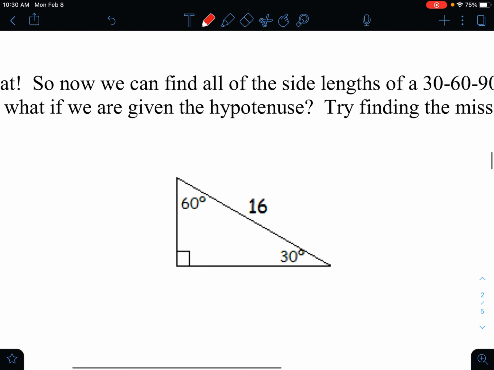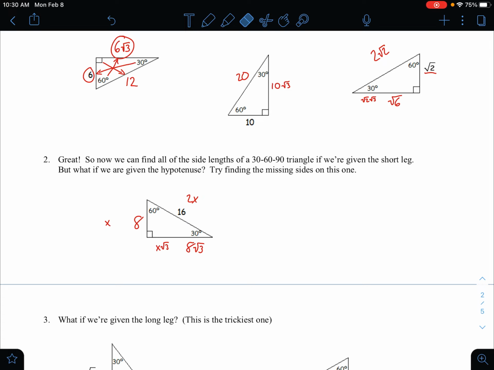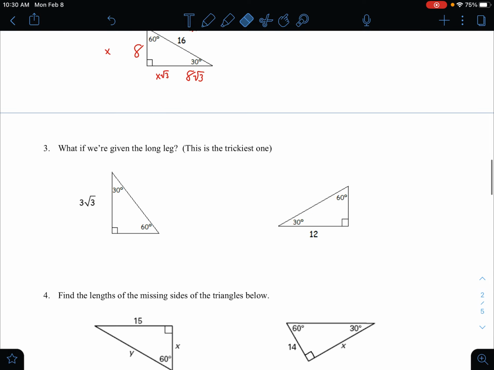All right, so if we have the hypotenuse is 16, how do you find the short leg? Hopefully you're saying to yourself, oh, we can just cut that in half, right? This is 2x, this is x. We'll just cut it in half to find what x is. So in this case, that's going to be 8. Remember, this is still always going to follow the same ratio here. So if this is x, then x square root 3 is going to be just 8 square root 3. Okay? So hopefully that doesn't trip you up too much. If you have the hypotenuse, you should be able to figure it out still, okay?